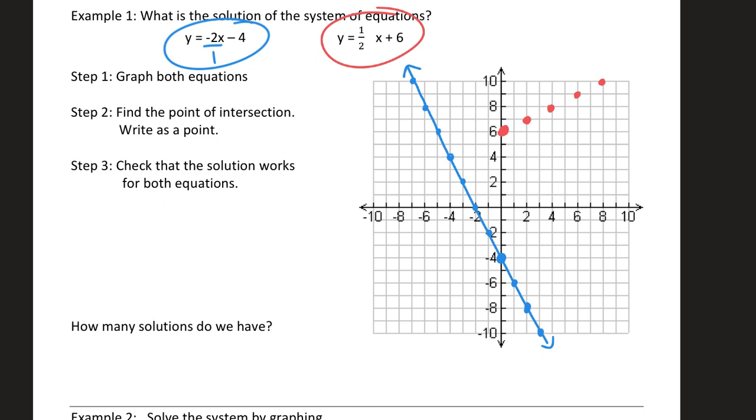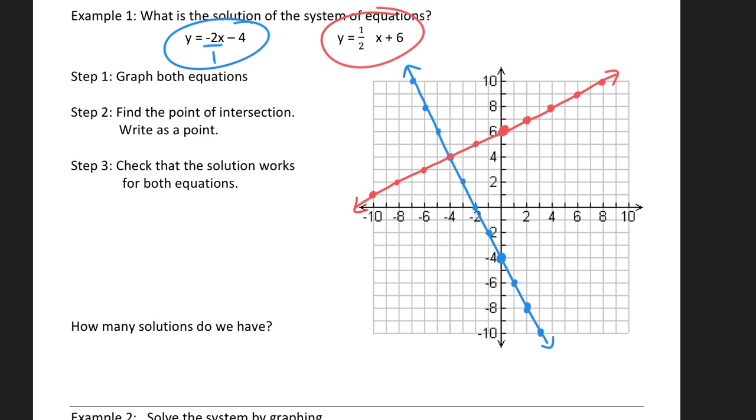Looks like I ran out of room, so I'm going to go the opposite direction. I'm going to go down 1, left 2. Down 1, left 2. And look at that. Our lines crossed exactly on that point. Let's keep it going though. Down 1, left 2. Just to be very specific on our graph. Very straight lines. And I'm going to make my line, put my arrows on the ends.